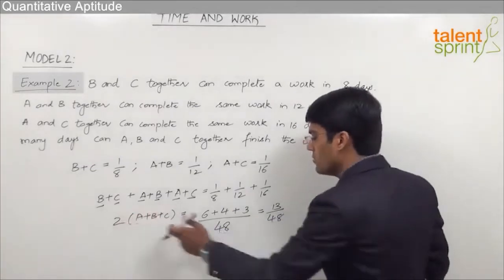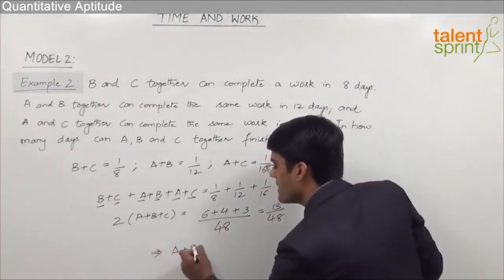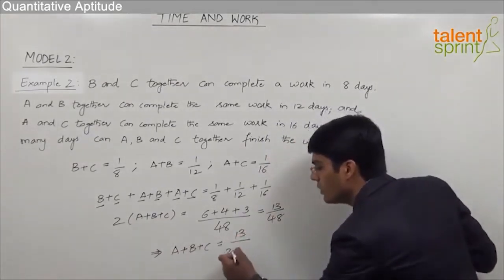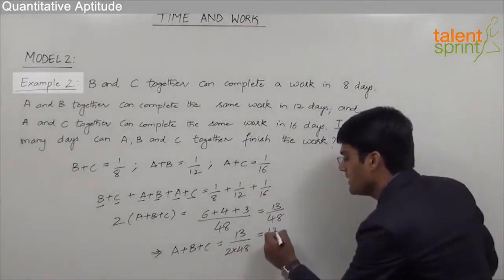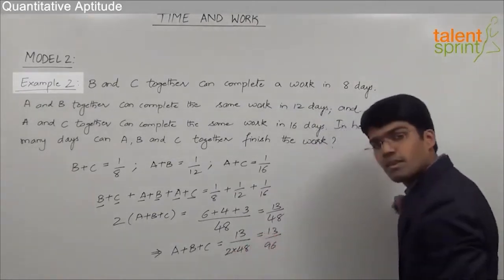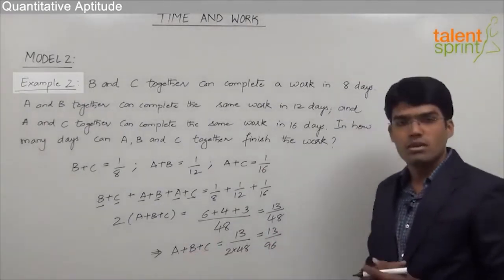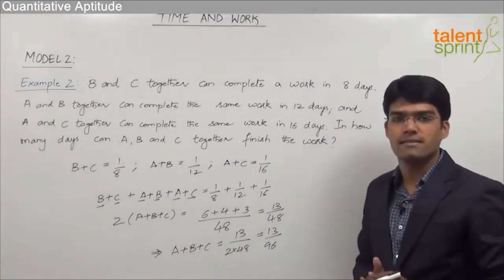So let us bring this 2 on the other side. So we can say that A plus B plus C in one day they can finish 13 by 2 into 48 of the work. So this is nothing but 13 by 96. So this is the total capacity of A, B and C working together. That means in one day they can finish 13 by 96 of the work.